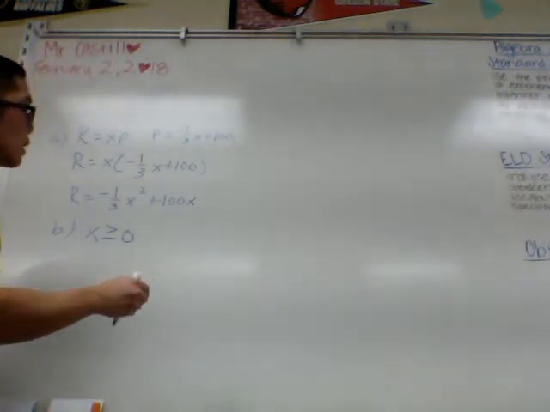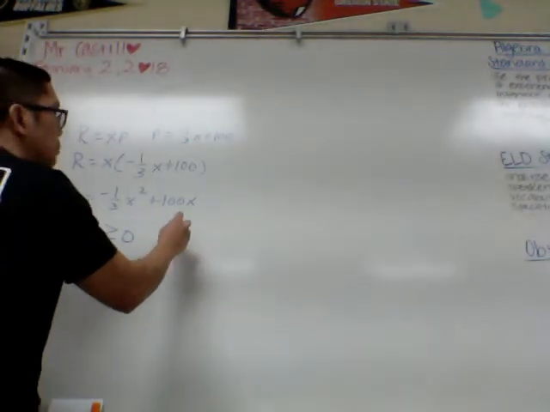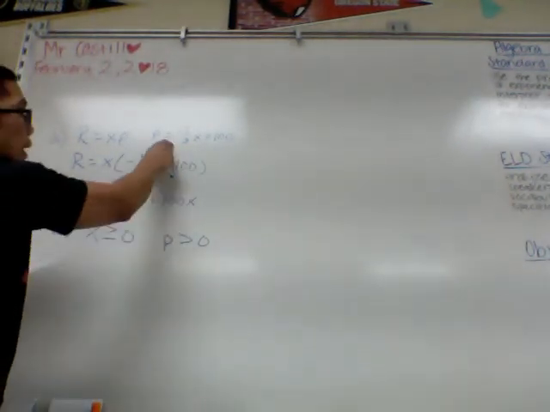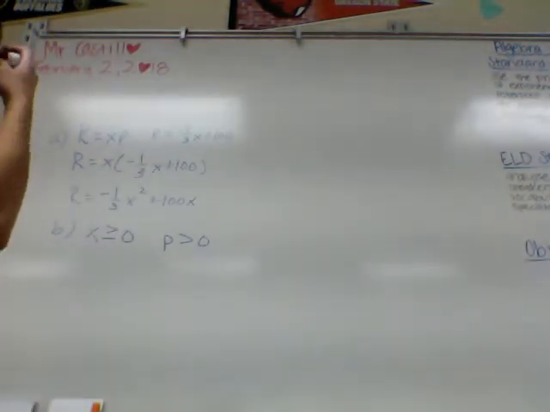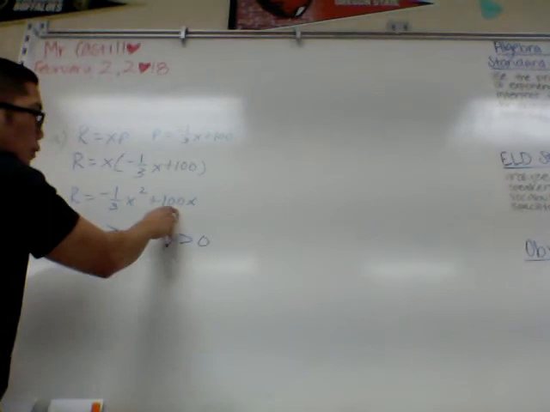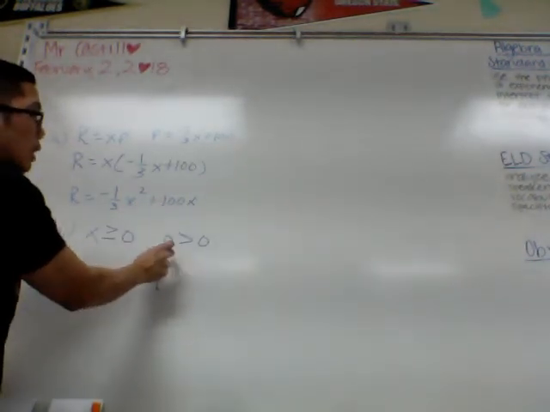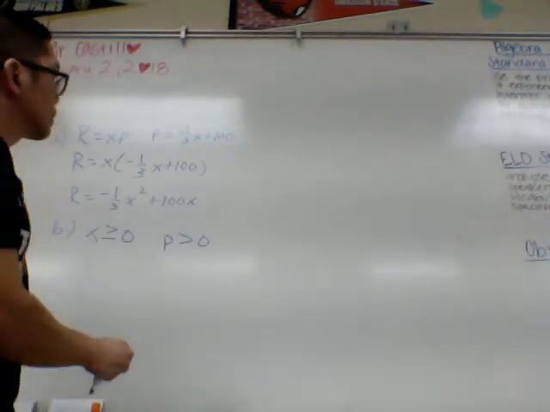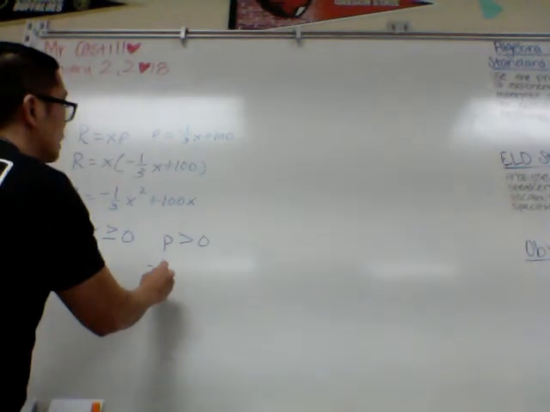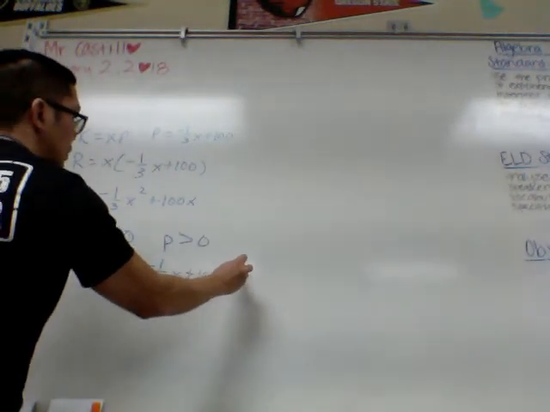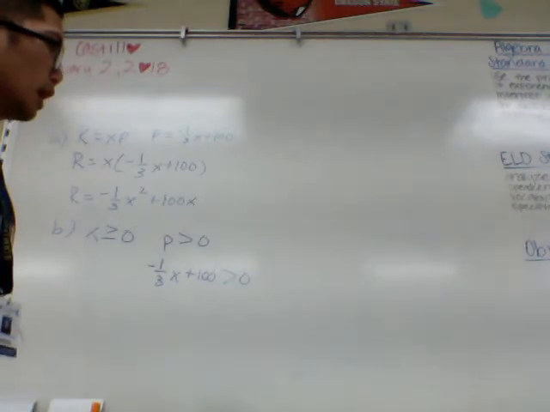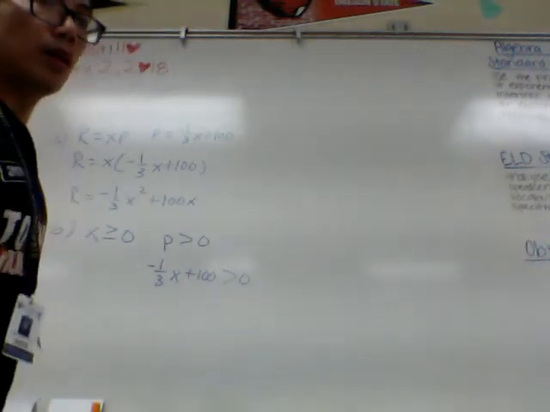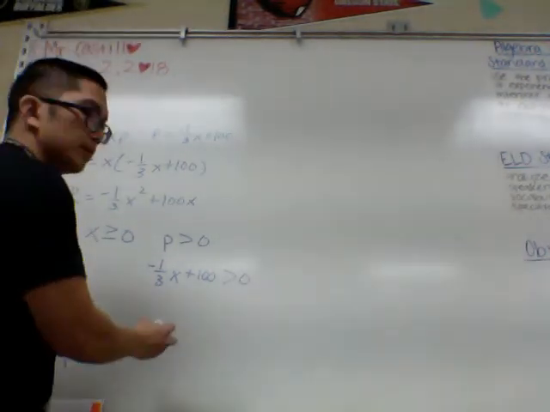Now the next restriction though is my price has to be greater than 0. Now since there is no p in this revenue equation, we have to go back to our original p equation because revenue is in x, and if you want to find the domain, it has to be in x. So p is greater than 0, and we have the relationship between p and x. So I'm going to make -1/3 x plus 100 greater than 0. And then you just solve this inequality.